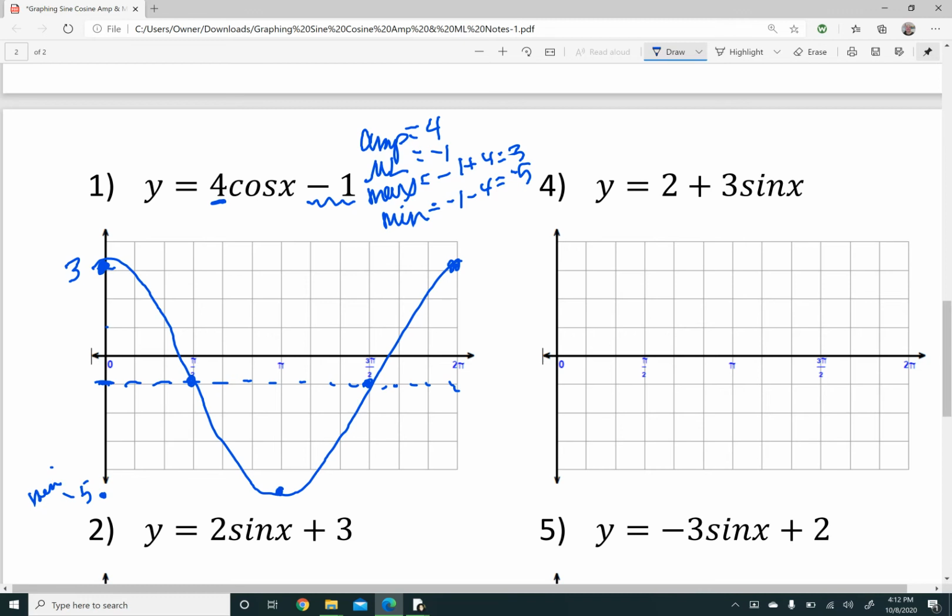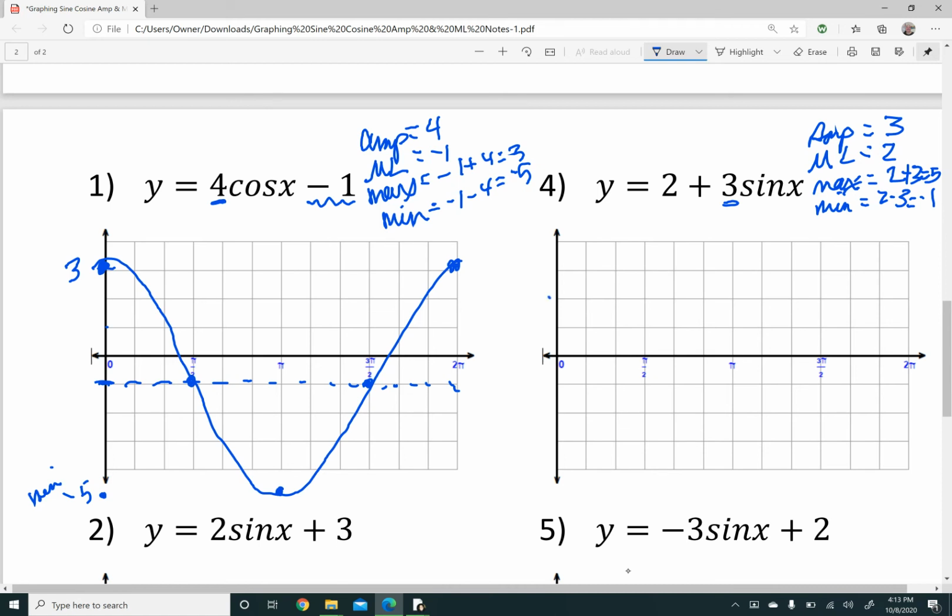So this one's written backwards. This would be like 3 sine x plus 2. So here's my amplitude. My amplitude here is 3. My midline here is 2. So my max is 2 plus 3, which is 5. And my min is 2 minus 3, which is -1.